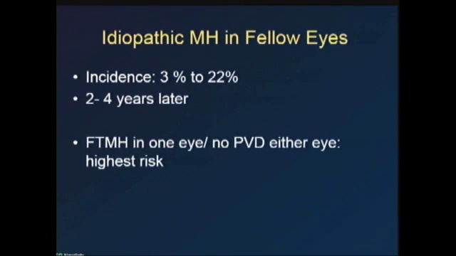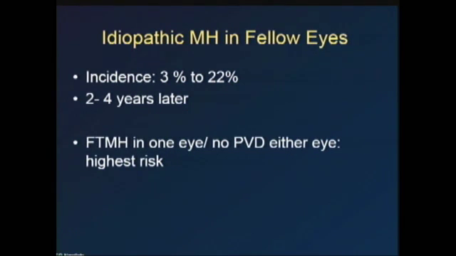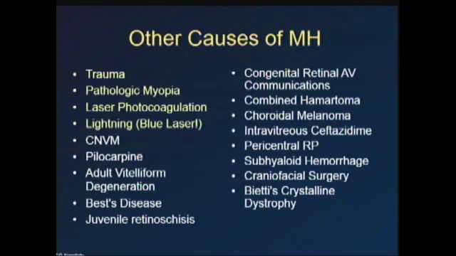So it's important to know that people who tend to have a macular hole in one eye are likely to get it in the other eye, not always. But if you have one macular hole in one eye and no complete PVD, and the other eye still doesn't have a PVD, those are the patients at the highest risk.